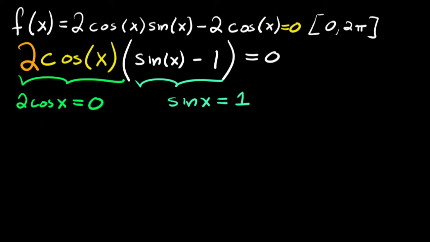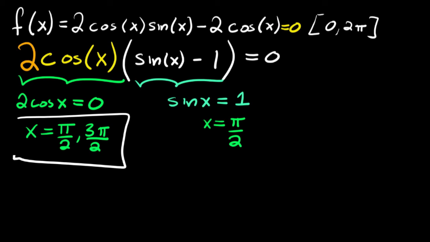Okay, so if we want to know where the 2, we don't have to worry about it because we just divided, but where is cosine equal to 0 between 0 and 2 pi? Well, I know that that's true when x is equal to pi over 2 and 3 pi over 2. And sine of x is equal to 1 only at pi over 2. That's the only spot. But notice that we already found that. So it's okay to have duplicates, but we already had it over here. So we have 2 zeros, pi over 2 and 3 pi over 2.